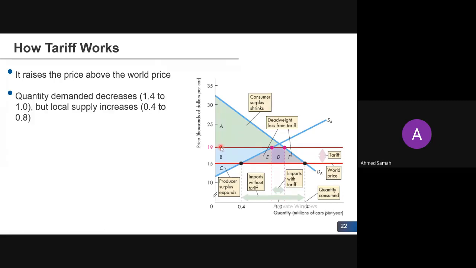So because of that, the quantity demanded is now declining from 1.4 million to this particular value. But because of the increase in the prices, the local supply increases from the previous 0.4 million to this particular value, which is close to 1 million.